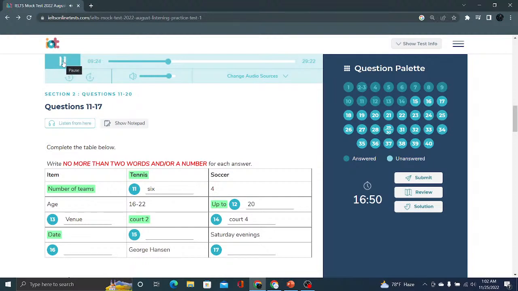All tennis matches will be played on Sunday afternoons. All matches will begin at 2 o'clock. Soccer matches in this season will be played at 7 o'clock on Sunday afternoons. Our match schedule, all tennis matches will be played on Sunday afternoons.